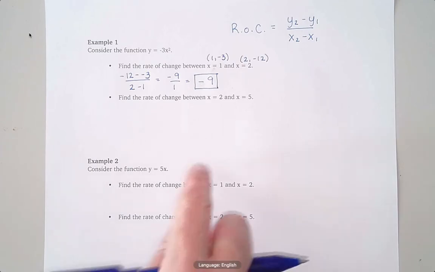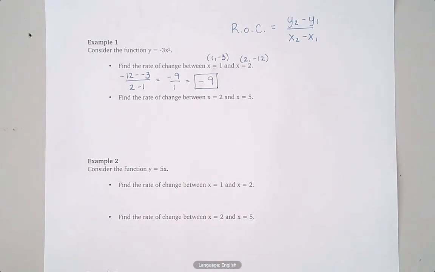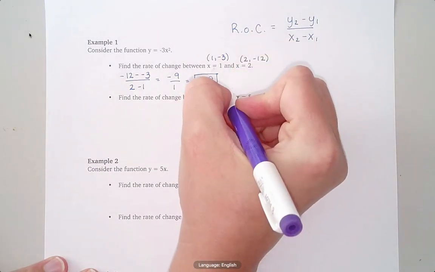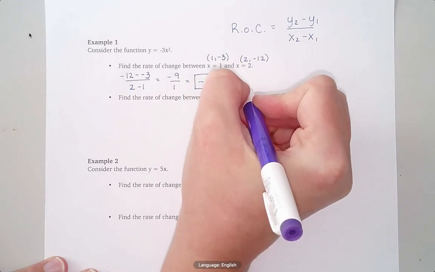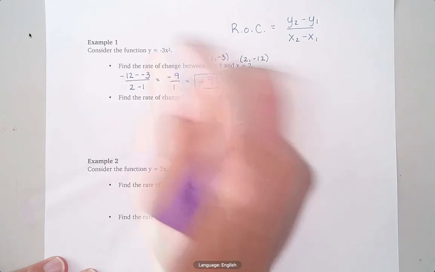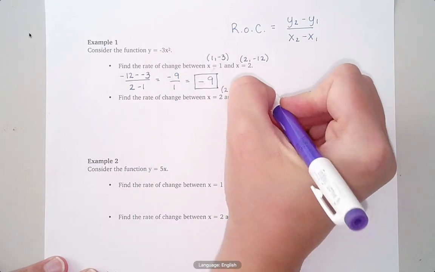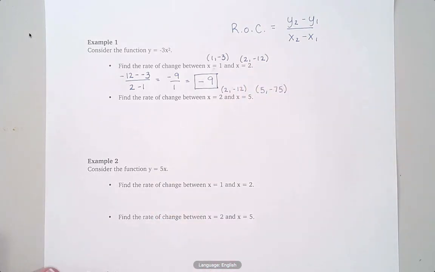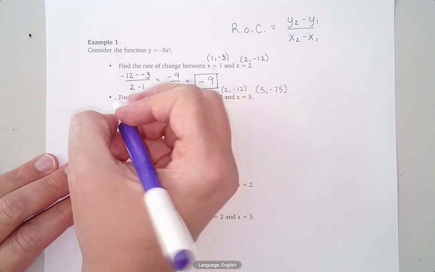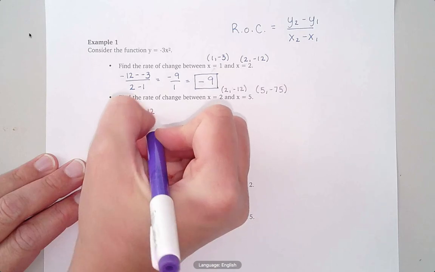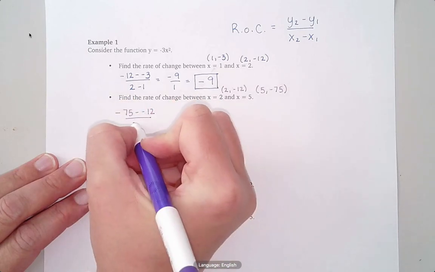Now let's do the same thing between x equals 2 and x equals 5. Again, I'm going to start with coordinates. For x equals 2, I already know the coordinate. The coordinate is 2 comma negative 12. For x equals 5, 5 squared is 25, and then times negative 3, so this would be 5 and then negative 75. So the rate of change would be negative 75 minus negative 12 over 5 minus 2.